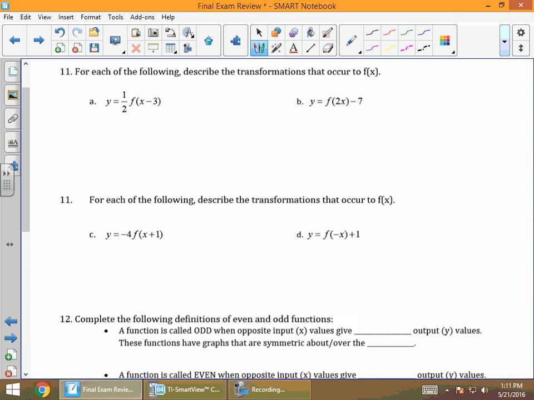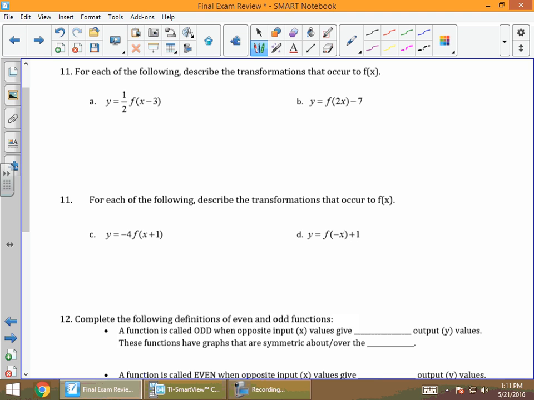The first thing that I need you to remember is that when we deal with things happening inside the parentheses, I'm going to highlight the parentheses here in red. When I have parentheses, that's what's affecting my x variable. That's what's affecting side to side. So my translations will go left and right. My stretching will be horizontal. The flip will be across the y-axis. So anything that's happening inside the parentheses is dealing with the x variable. Anything on the outside is dealing with the y variable.